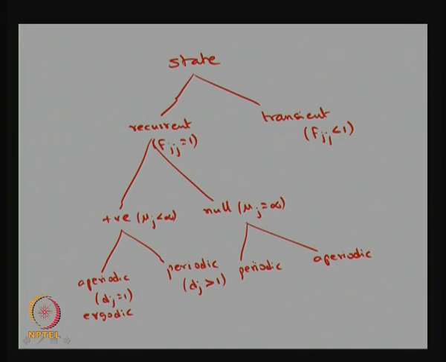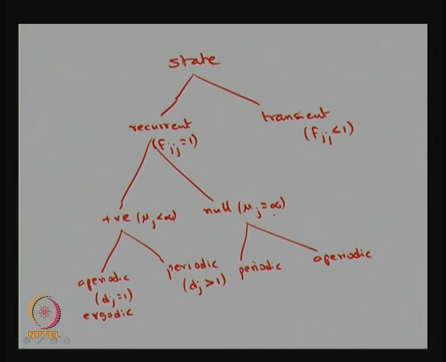Now, the issue of periodicity. The periodicity is important to conclude whether the limiting distribution exists or not, and whether that is going to be unique. So, you need to find out whether it is aperiodic or periodic. If the period is going to be 1, then that state is going to be called aperiodic. If the period is greater than 1, then it is periodic with that integer.